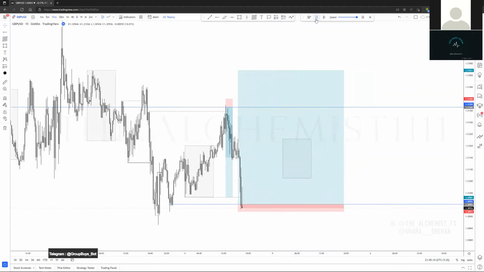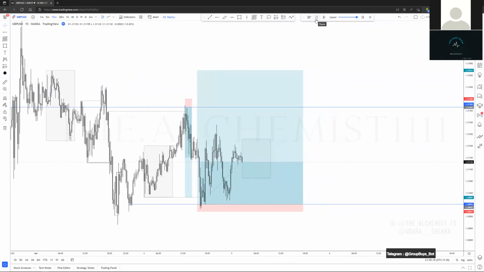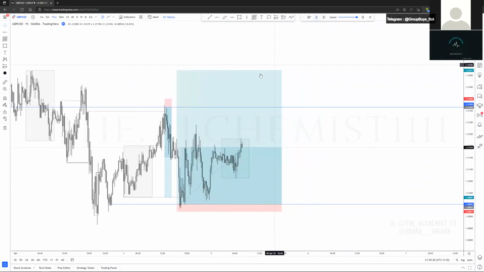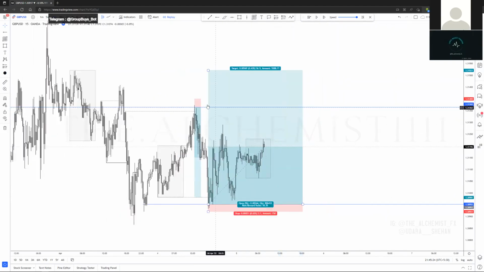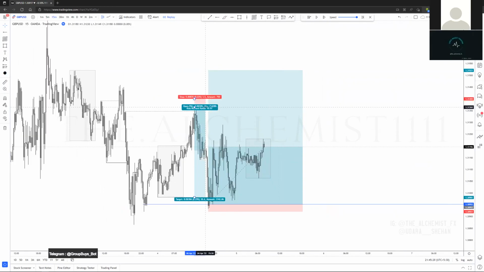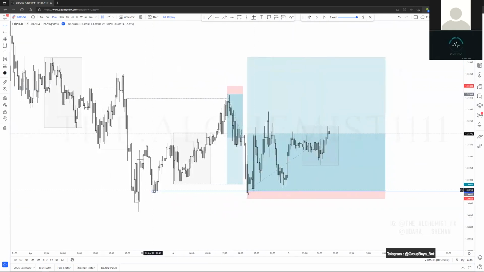So let's see what happens. There we go, nice one. We could think this entry is placed on a weak low. No, this is not a weak low, because this came back down and actually tapped into the strong low once. See that? Which means they tapped into the order block. Now the money is in here.